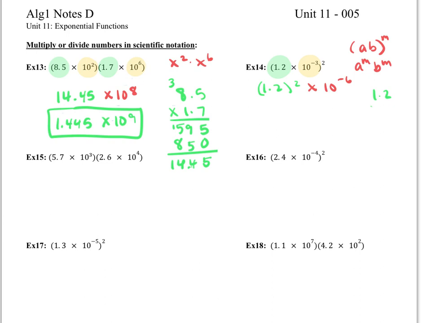Then the only real math I have to do is 1.2 times 1.2. Well, I know that 12 times 12 is 144. And then it would have 2 decimal places. So this will come out to 1.44 times 10 to the negative sixth. And the nice thing is the decimal is in the correct spot. I don't have to make any adjustments. So we're good to go there.